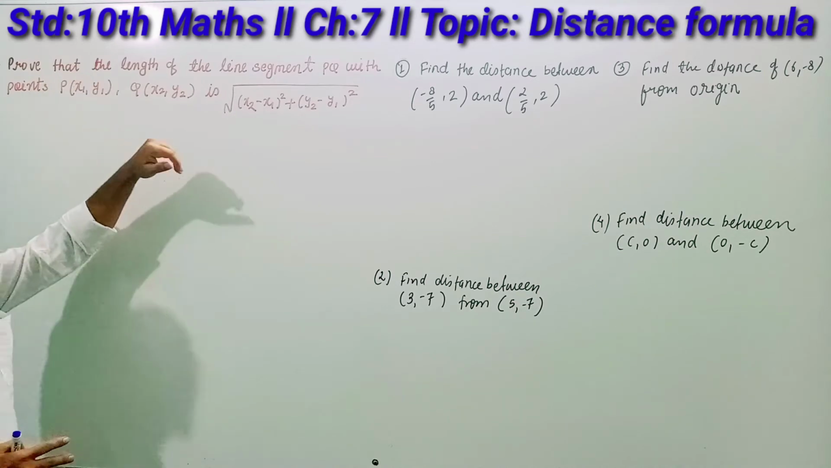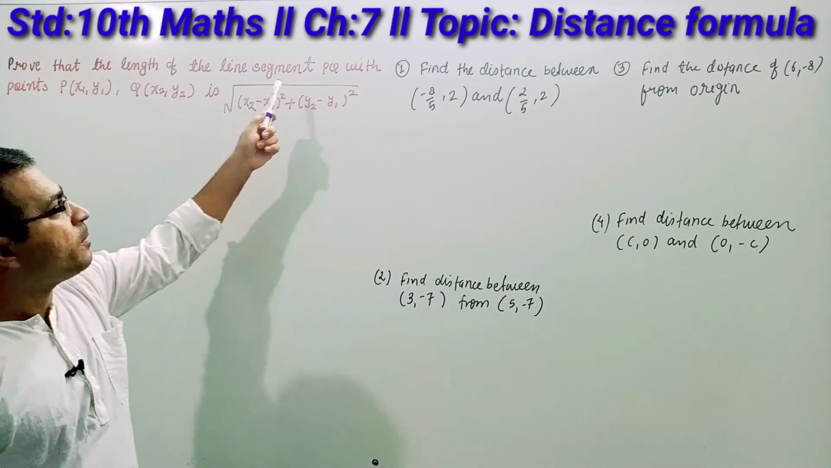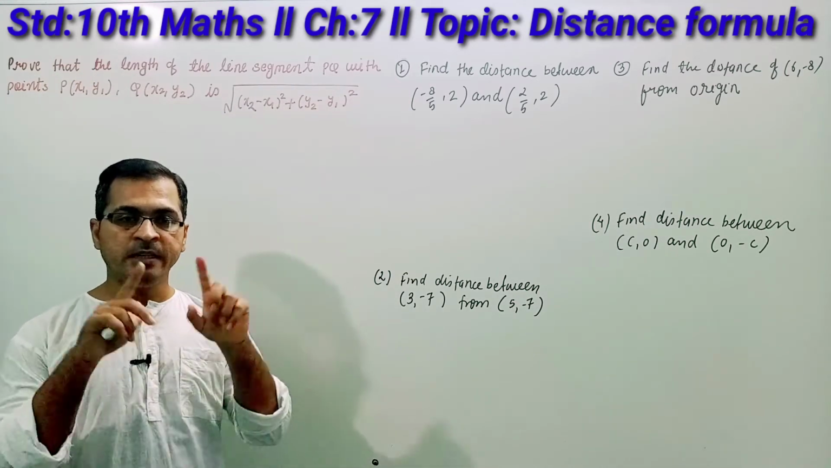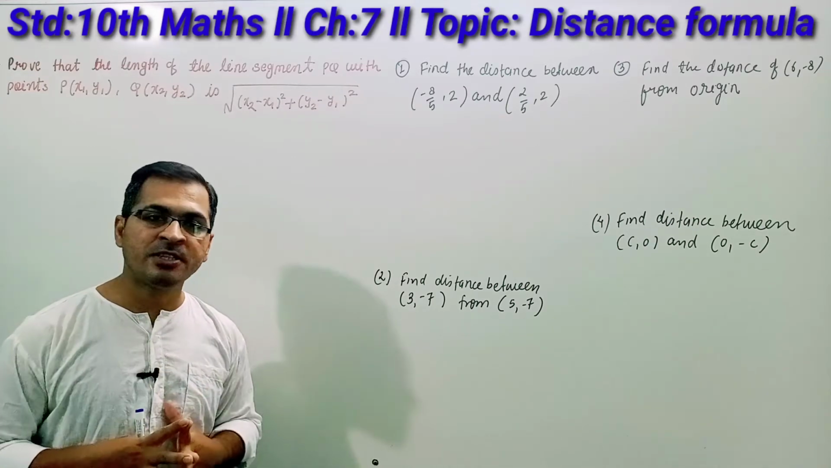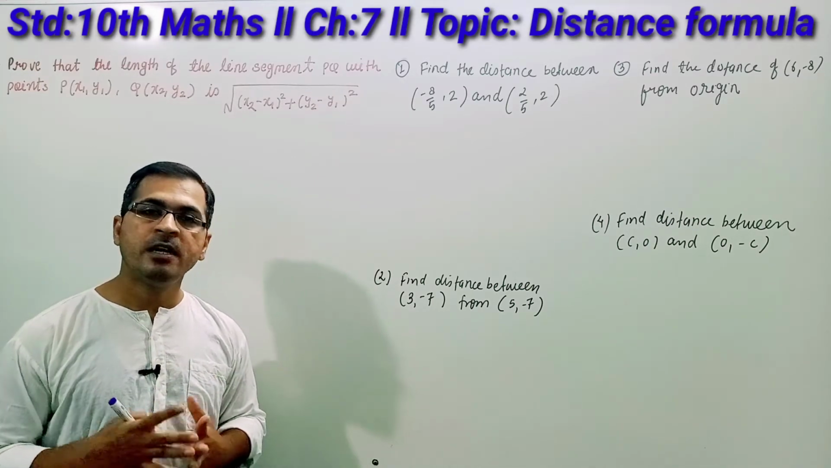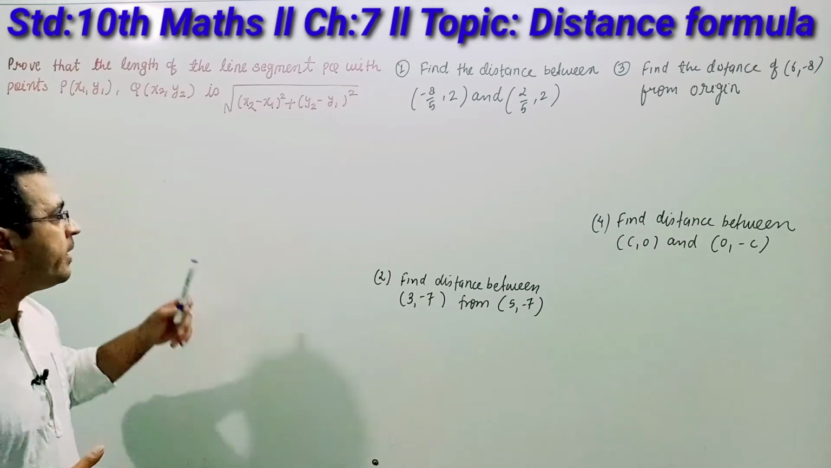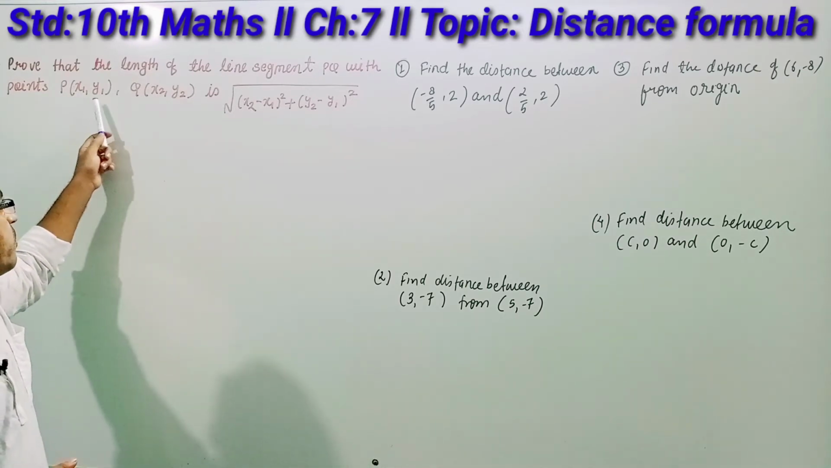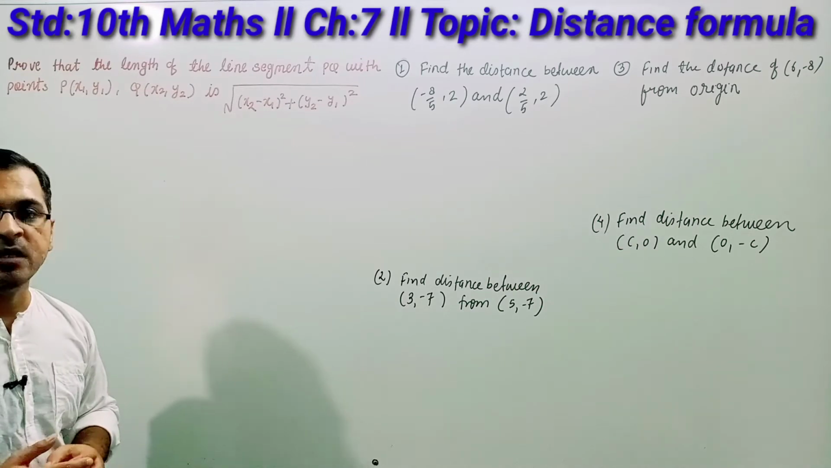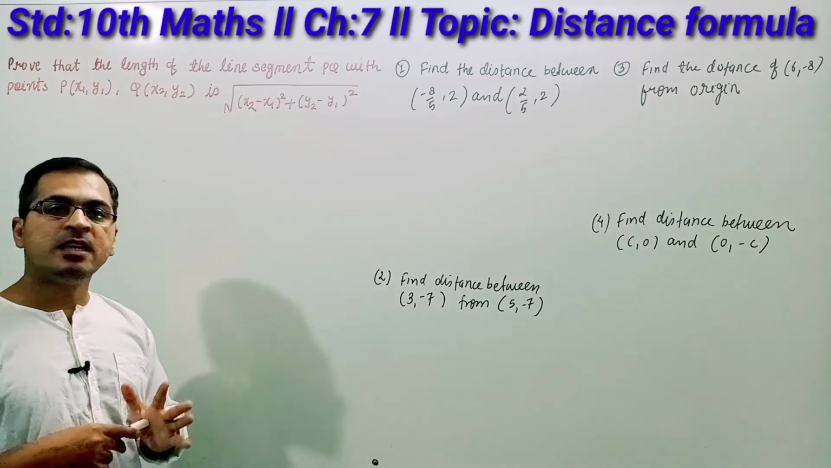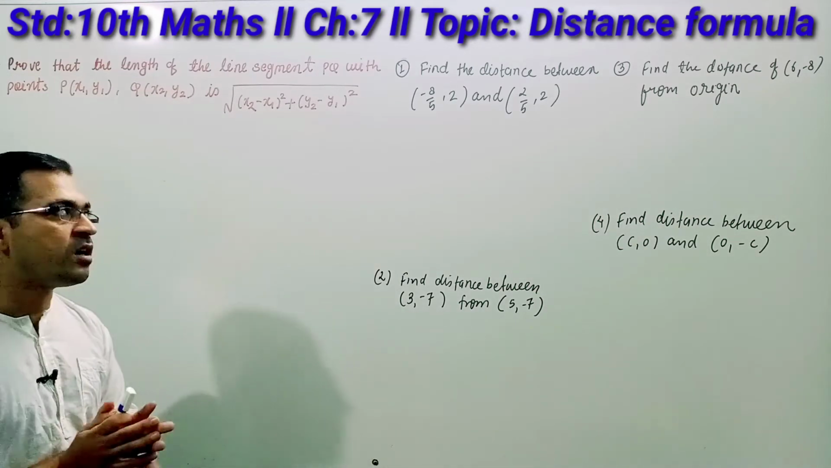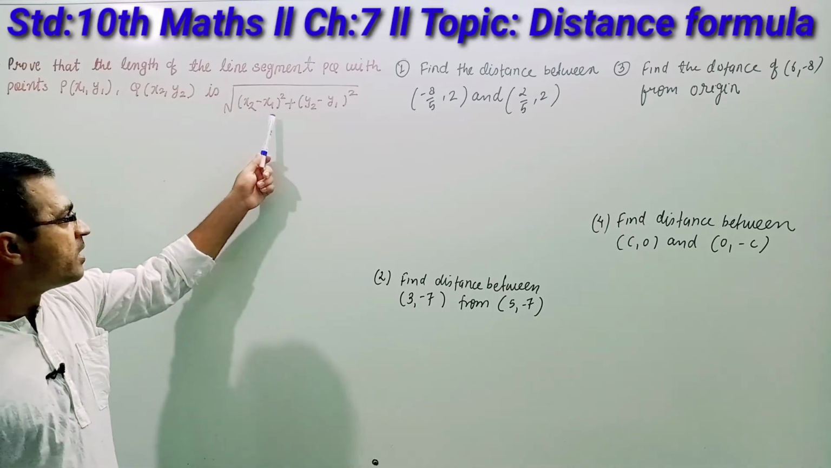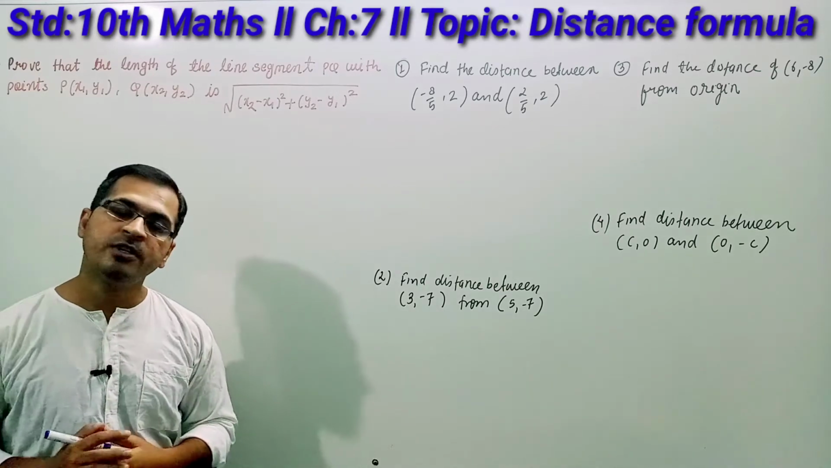So our first question is what? Prove that the length of the line segment PQ, means in the Cartesian system there are 2 points P and Q whose coordinates are given as x1, y1 and x2, y2 respectively. Then we have to prove that the distance between these 2 points is the square root of (x2 minus x1) whole square plus (y2 minus y1) whole square.